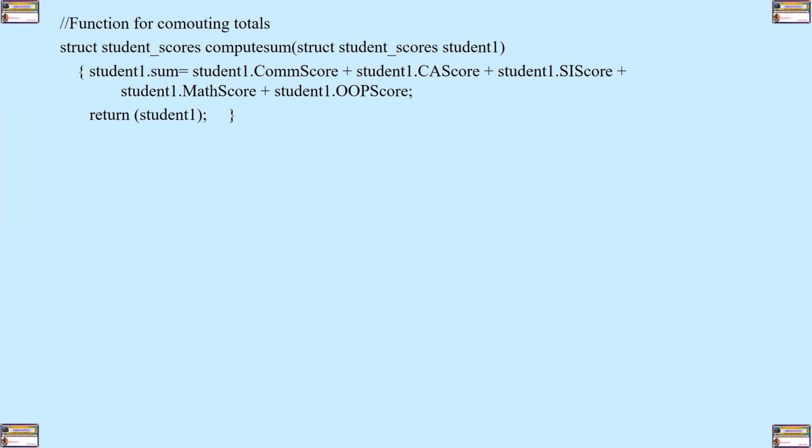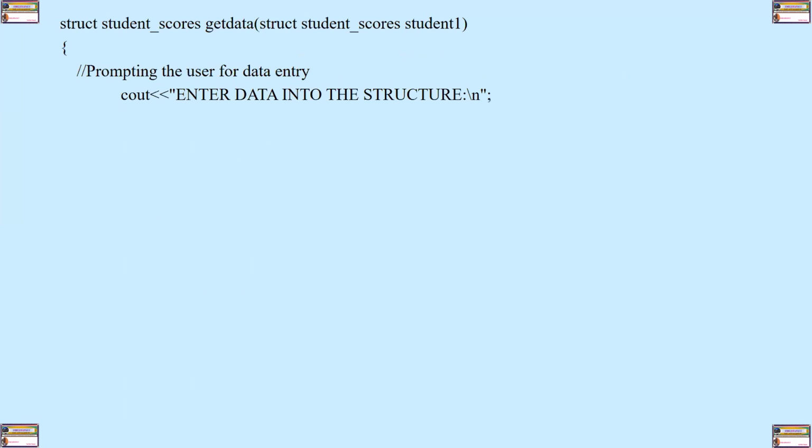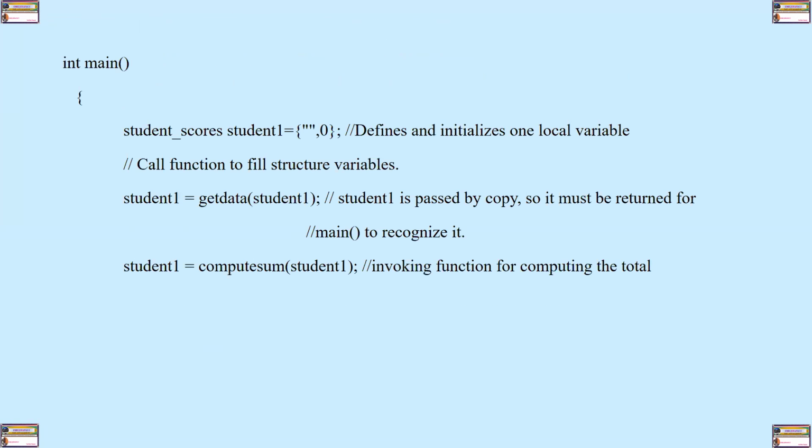the member called sum will have received a certain value. Then this function is told to return the variable called student1 back to the invoking statement, that is, back to main. So here it is. It will come here and then assign the results that it is carrying with it to the variable called student1. That will have been done.